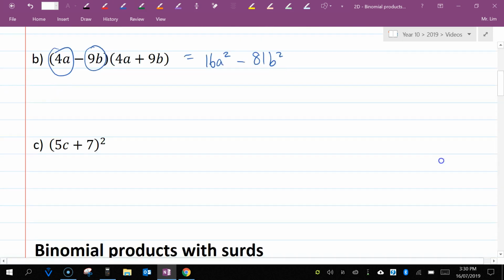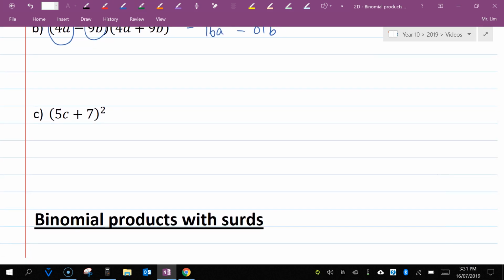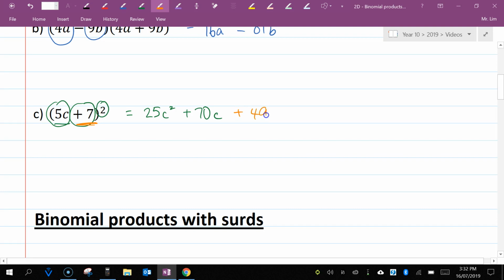In question C, we have a perfect square. Again, you can use the FOIL method if you want to rewrite it as 5c plus 7 times 5c plus 7, but it's always quicker to get the answer straight away by knowing the shortcut. Shortcut is to square the first term, 25c squared. Multiply all 3 of these. 5c times 7 is 35c, times 2 is 70c. And the last thing to do is square that last term. 7 squared is 49. And that's it.